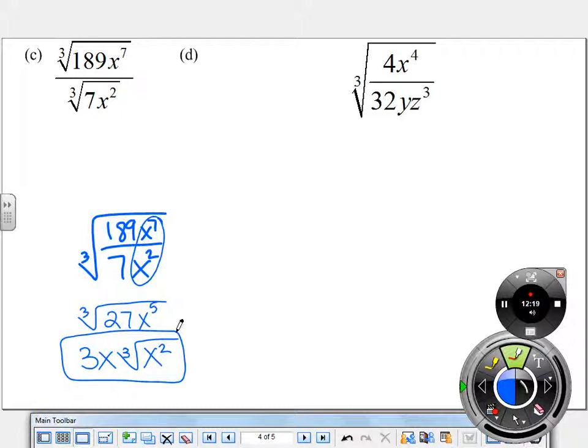All right. So in part D here, it's already set up as one radical, so can we simplify? Yeah. All right, so we get x to the 4th over 8yz cubed. Okay, what would you guys do next after this? Justin?